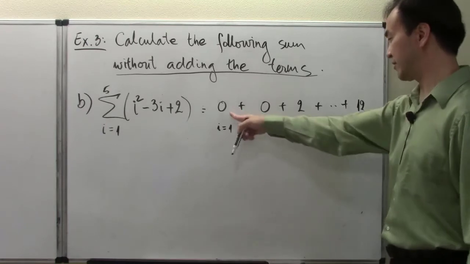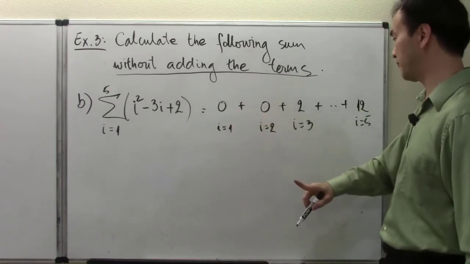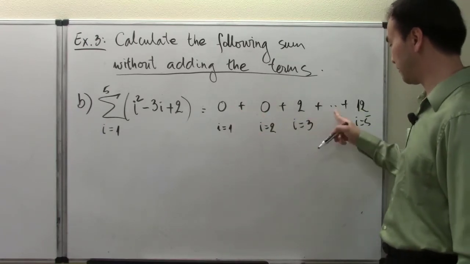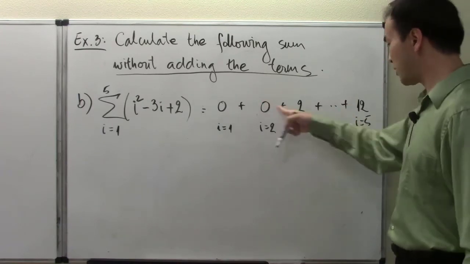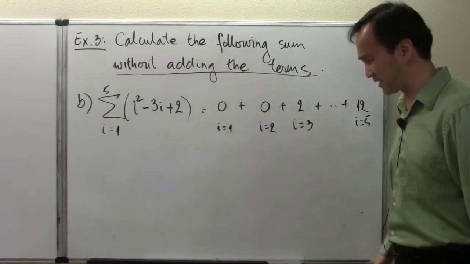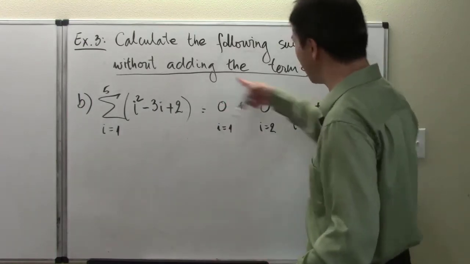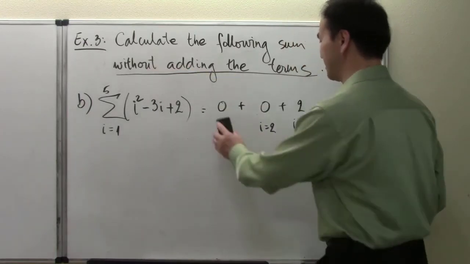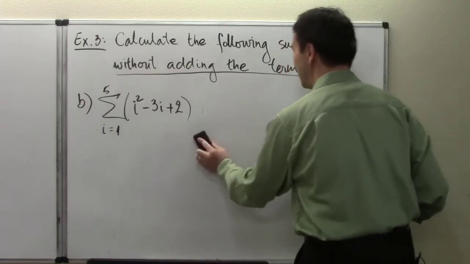So 0 for the first, the second is also a 0 for the value, the third term is a 2, and the fourth term I didn't write down. So we don't want to add all of these. A sum like this is short, so we can quickly add, but without adding the terms, how do we get that? Because it's not a requirement that we have to add the terms.